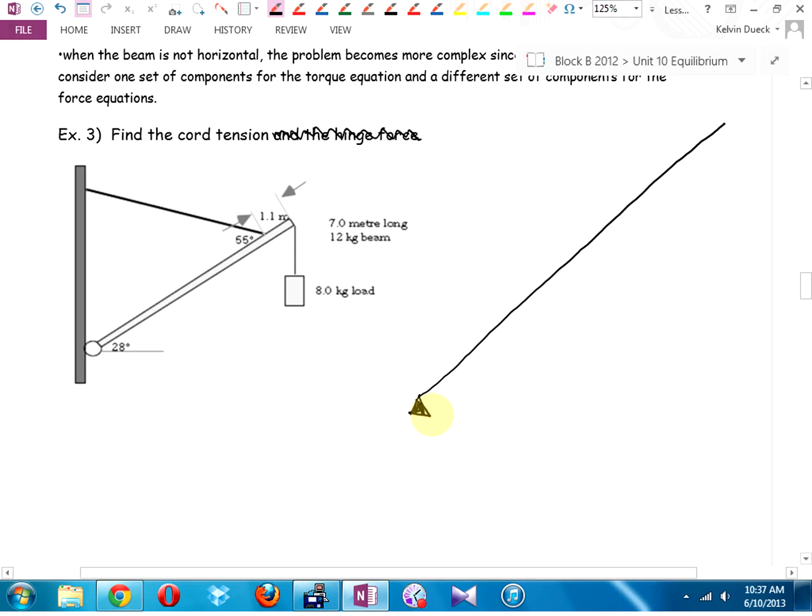What are the forces acting on this beam? Get the obvious ones. Okay, mg of the beam, so mass of the beam times g. There's also mass of the load times g. What else? Tension. Is tension pulling to the left as well as up? You know what? I'm pretty sure the wall then is pushing to the right.